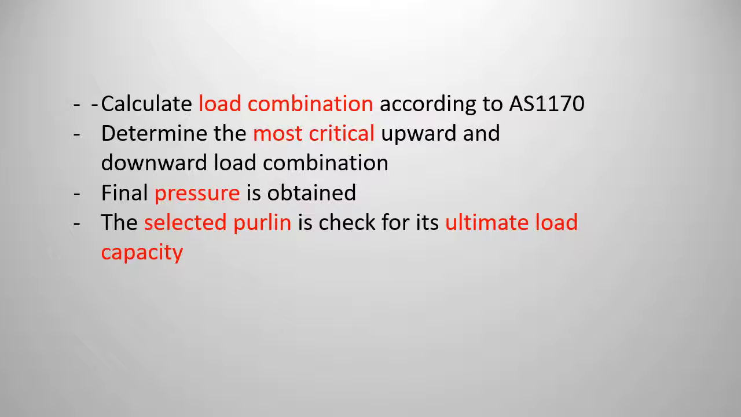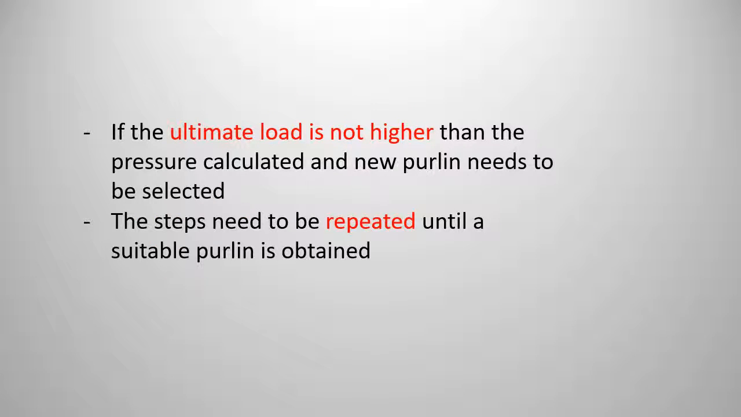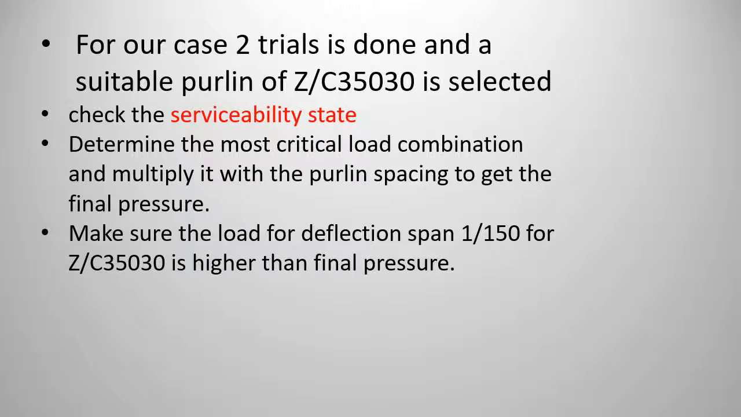Selected purlin with the span length and bridging calculated is then checked for its ultimate load capacity. Make sure the ultimate load capacity is higher than the pressure calculated. If not, another purlin will have to be selected again. When a suitable purlin is selected, the serviceability state must be checked with the wind pressure and serviceability roof support elements calculated. Then determine the most critical load combination and multiply it with the purlin spacing to get the final pressure. Lastly, make sure the load for deflection span 1 divided by 150 for Z C 350 30 is higher than the final pressure.